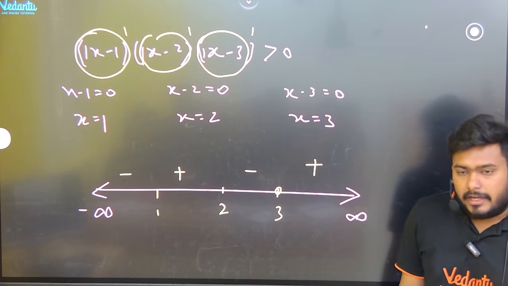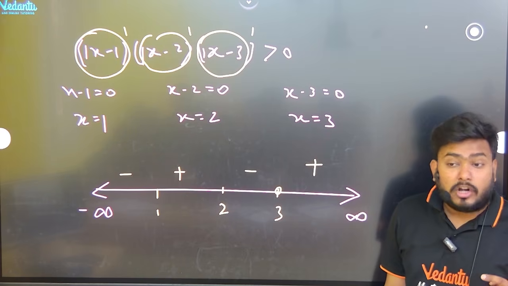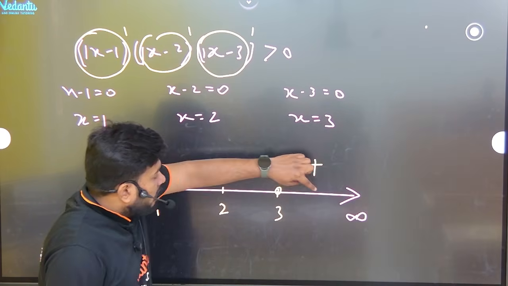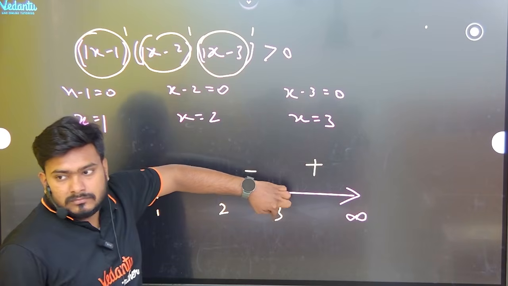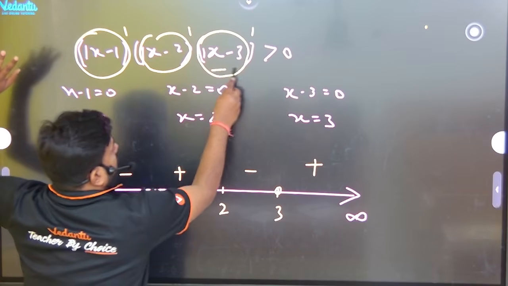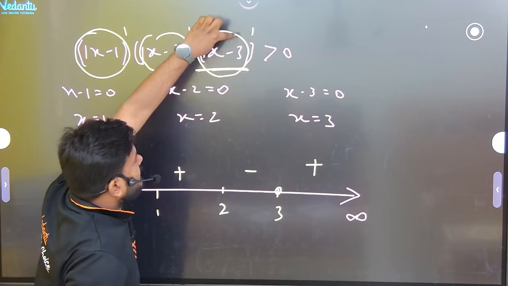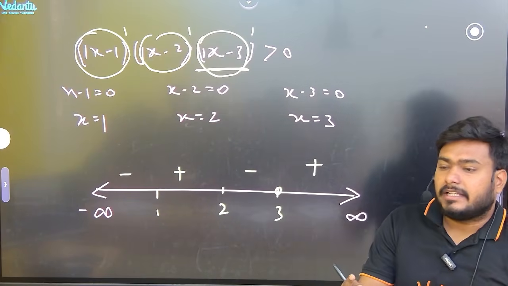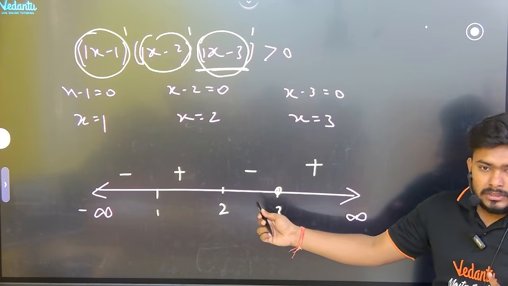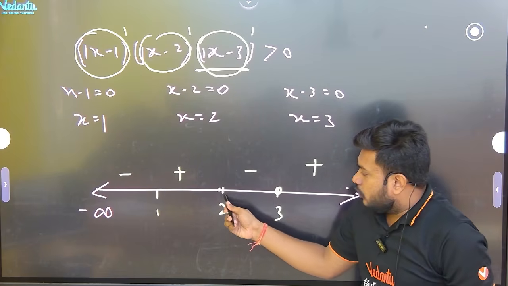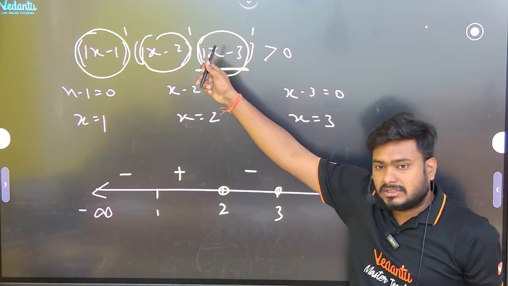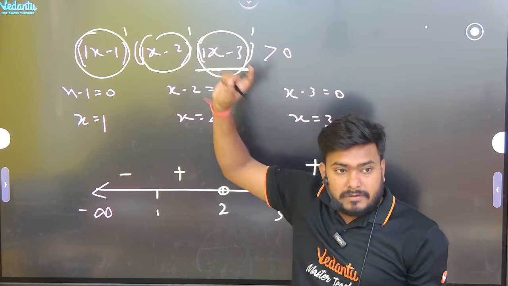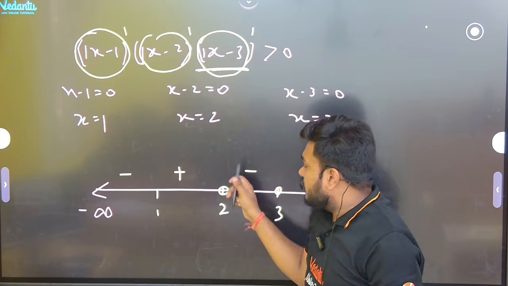Again I am repeating. If there is an odd power on the factor from which I am getting 3. I am getting 3 from which factor? From this factor. Of this factor, what is the power? Odd. If the power is odd, I'll always change my sign. So plus becomes minus. Then at which number did I reach? 2. 2 is coming from which bracket? Second bracket. What is the power on this bracket? Even or odd? Odd. Again change of sign.